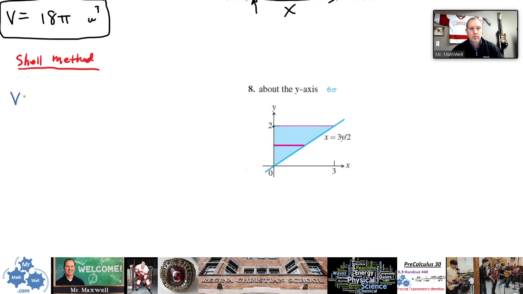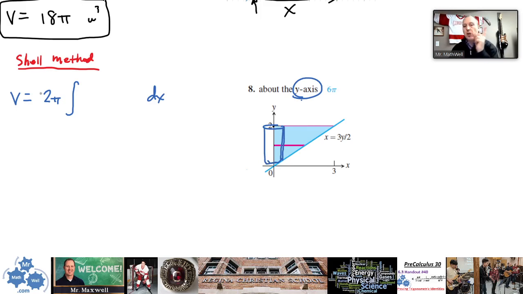So volume is going to be a collection of cylindrical shells. I know that I'm going to do 2 pi out here. This is going to be dx, because it's around the y-axis. And you know that swinging around the y-axis, cylindrical shells are dx. Why? Because the thickness of those shells is in the x direction, so that's a dx, you know that.